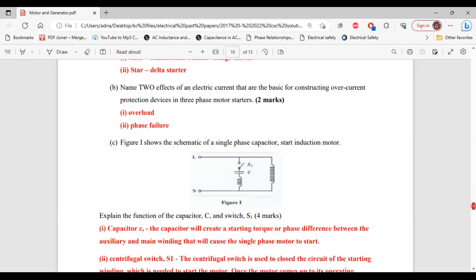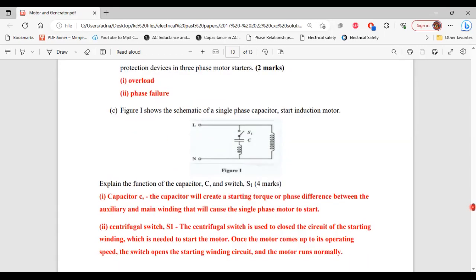For part B, it says name 2 effects of an electric current that are the basis of constructing overcurrent protection devices in 3-phase motor starters. So the 2 effects are overload and phase failure. All right, so that's it for part B.